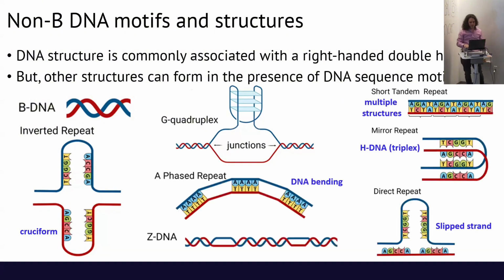There are many of these other structures: DNA bending, H-DNA, slipped strands, and they're all associated with some non-B DNA motif. Here I'm showing you what these motifs look like. Especially the repetitive structures are all over the genome. G quadruplexes are less abundant, but they do exist everywhere.